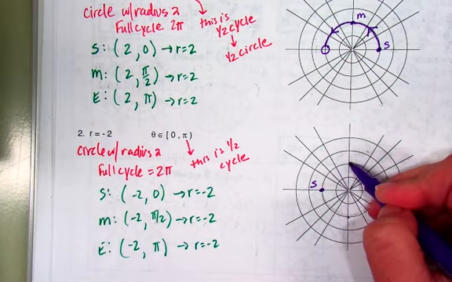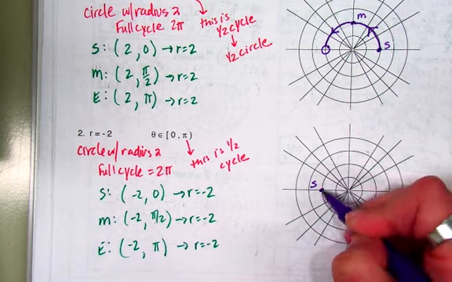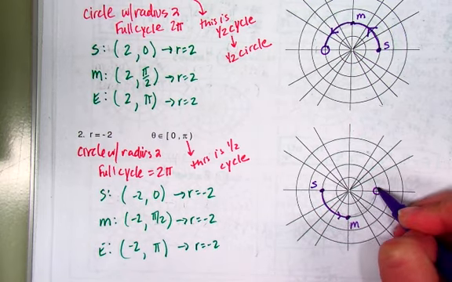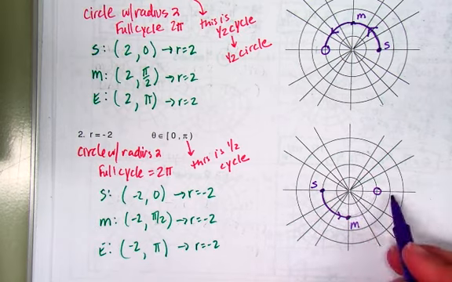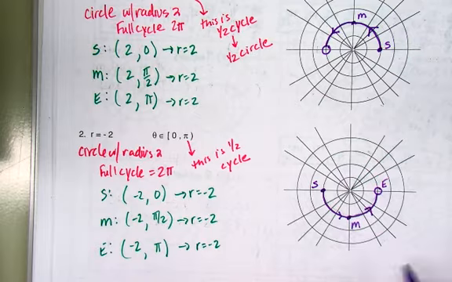So pi over 2, negative 2 will be down here. My middle point, and then my ending point, and again, it'll still be an open circle, is at pi, negative 2. So I'm actually over here to end.